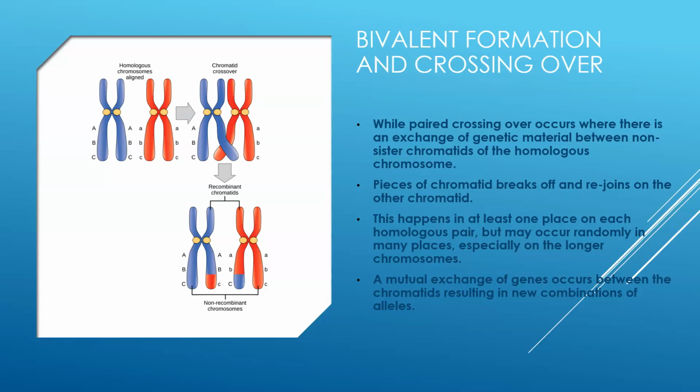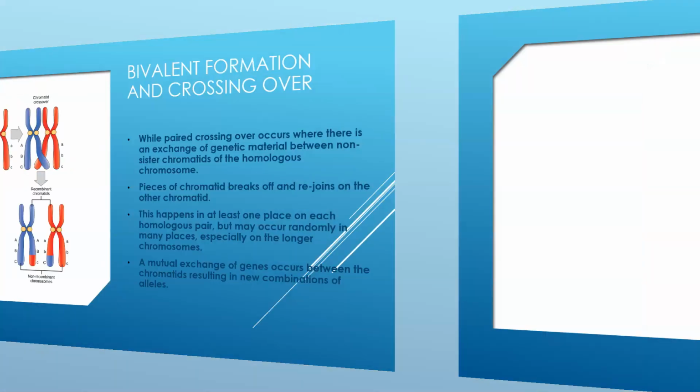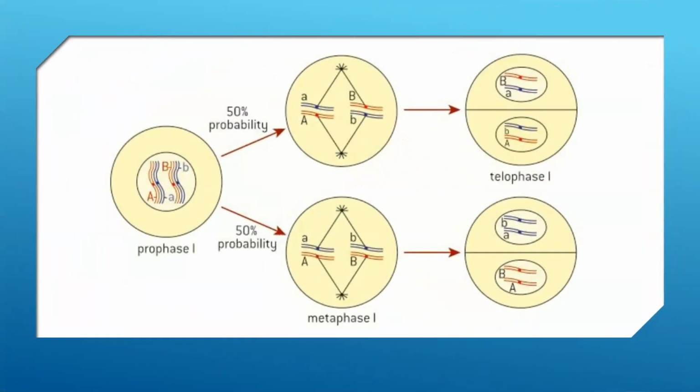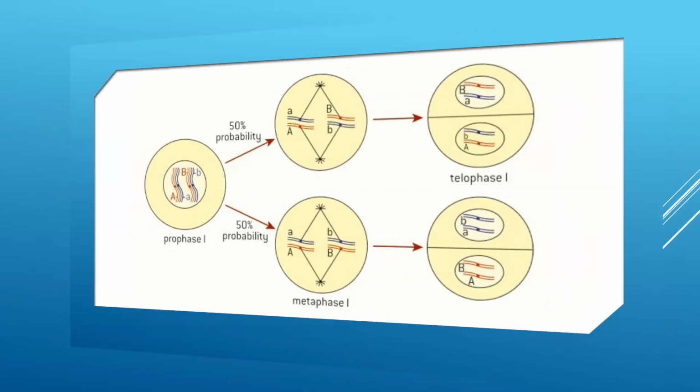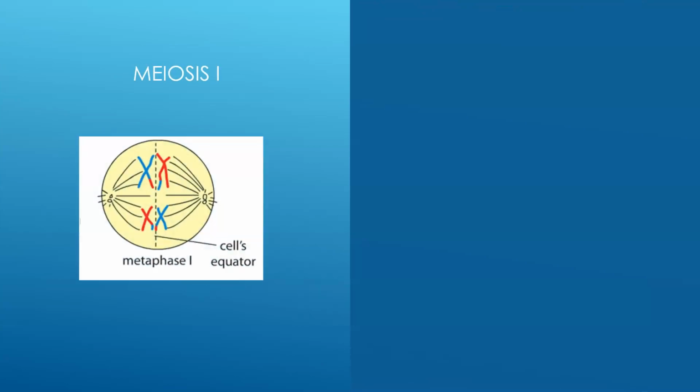So this great variation occurring in the alleles. Again, this is just another image to show that crossing over occurring and what the product is from there, showing the probability of different combinations of genes. Okay, so that's prophase 1.